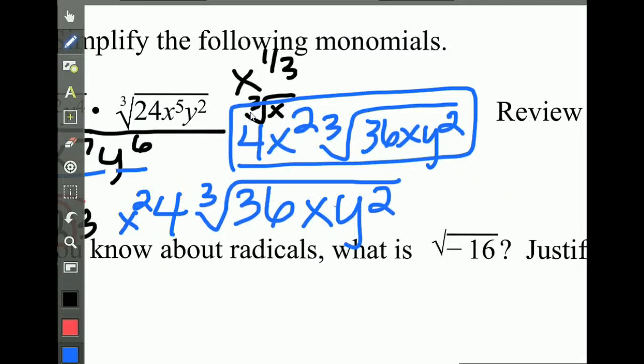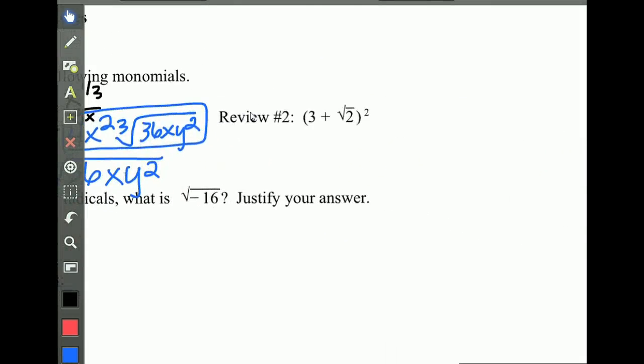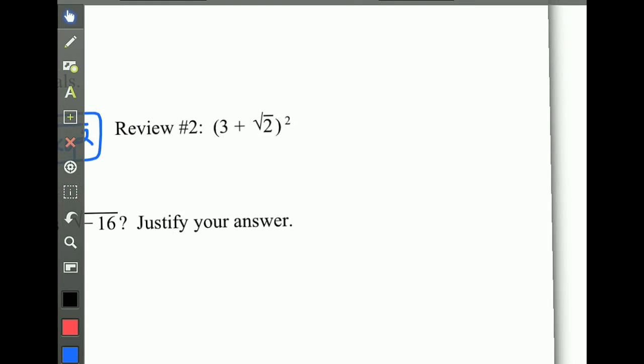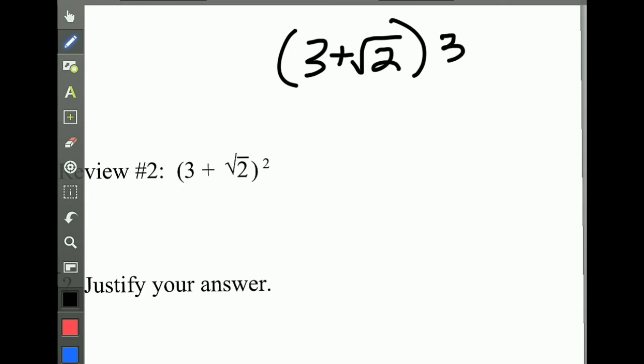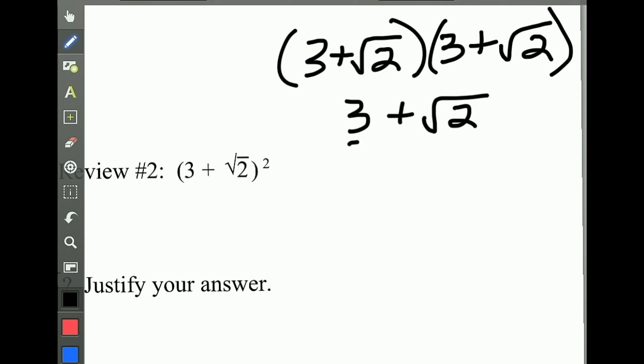Good. So now let's go to the second review. That's 3 plus the square root of 2, squared. Really remember that this means 3 plus the square root of 2 times 3 plus the square root of 2. If you can do FOIL on these, do it. If you need to do vertical, do it. If you need to do box, do it. Whatever method you have of multiplying binomials that works for you 100% of the time. I prefer the vertical method. You don't have to use it, but you do need to use something that you understand well.